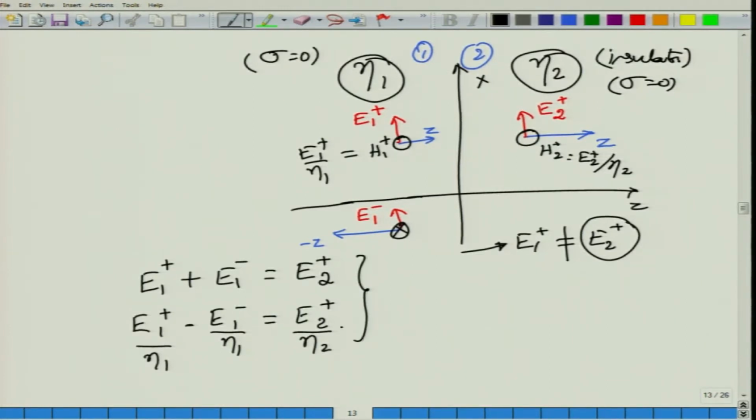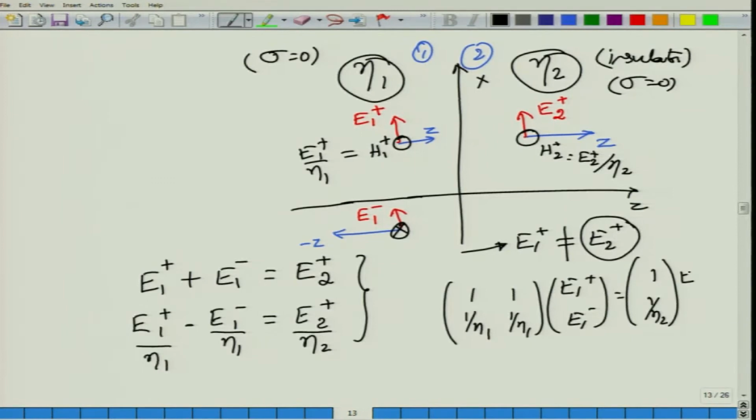Now what is it that we have? We have a simple matrix equation. So that will have matrix elements of 1, 1, 1 by eta 1, minus 1 by eta 1, times E1 plus, E1 minus, must be equal to 1, 1 by eta 2, times E2 plus. So I have this simple equation. Now it is only a matter of a little bit of algebra for me to define what will be the ratios of E1 minus to E1 plus.